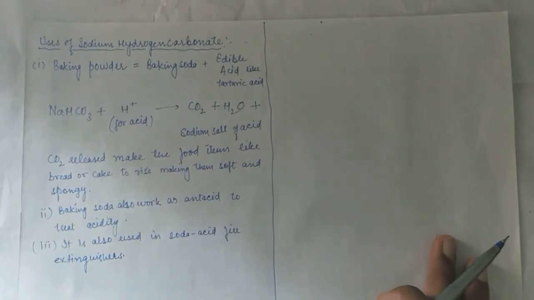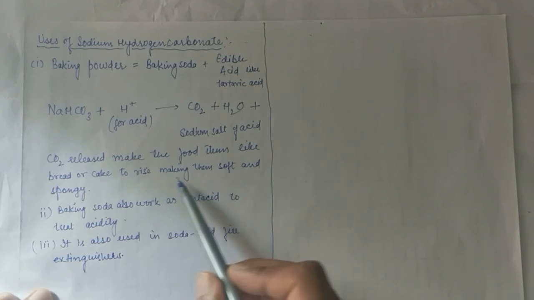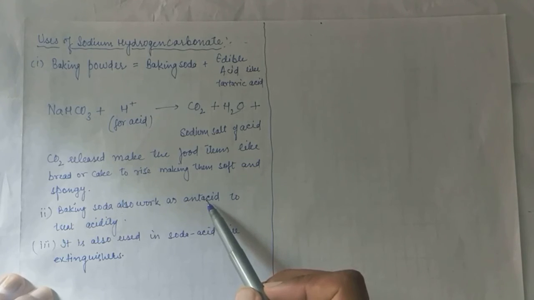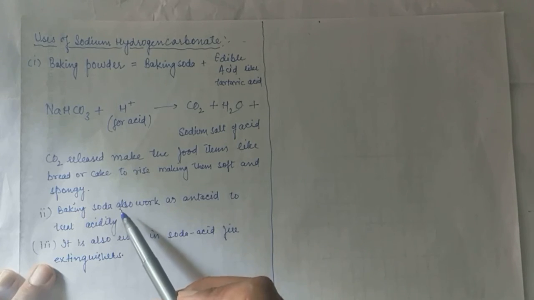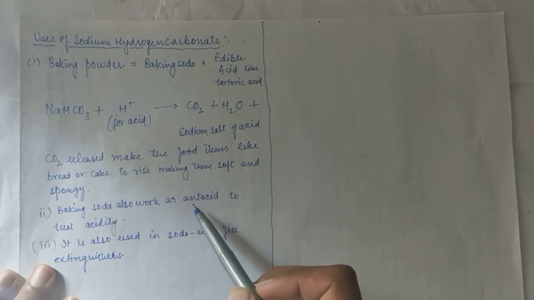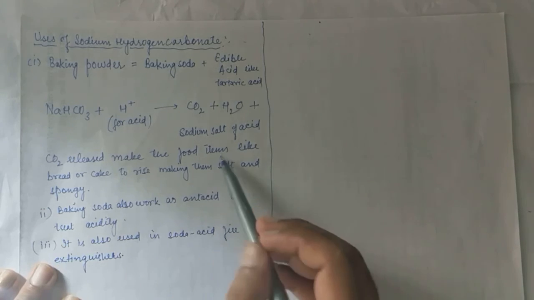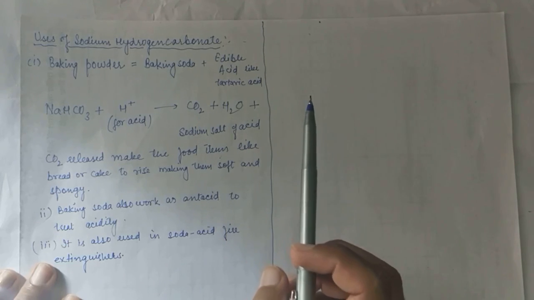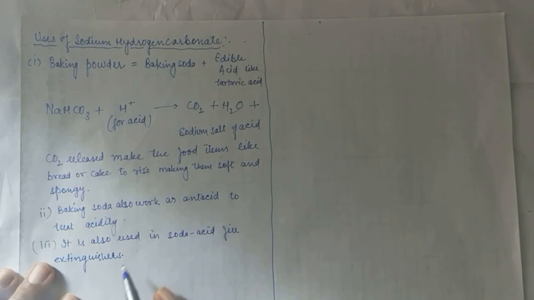Then after, CO2 is released in these food items, and that makes them fluffy. Baking soda is also used as an antacid. Antacid means it is used to treat acidity. Okay, so it's basic in nature and it neutralizes the excess acid that is produced in the stomach. So it works like an antacid. Earlier we went through milk of magnesia, that was working as an antacid. Then after, as you can see, CO2 is released here, and CO2 helps in fire extinguishing, so soda acid can also be used in a fire extinguisher.